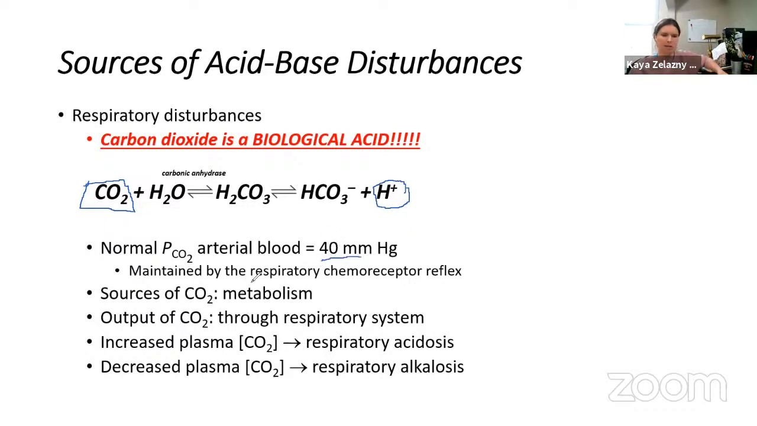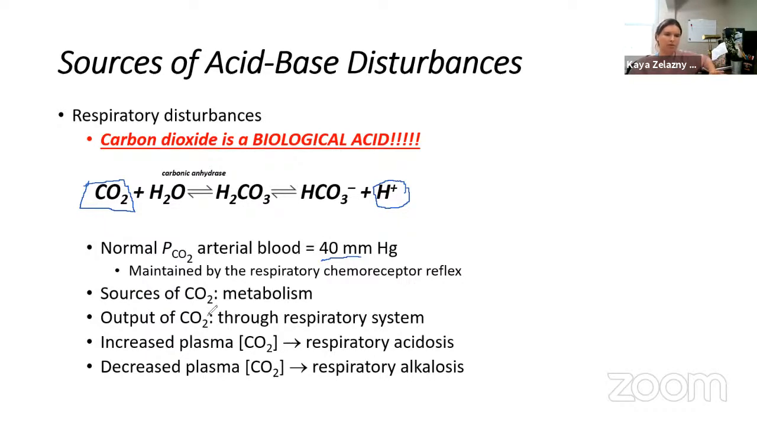And that's maintained by the respiratory chemoreceptor reflexes that we discussed in that unit. So we're not going to go back through that now. We'll leave that in the past. But know that there is a normal concentration here. Okay. So our CO2 is coming from metabolism, so from cellular respiration, and it should be output through the respiratory system when you breathe out.